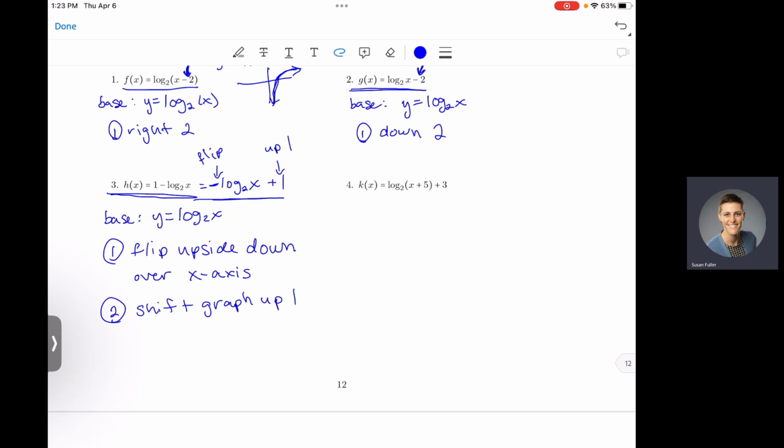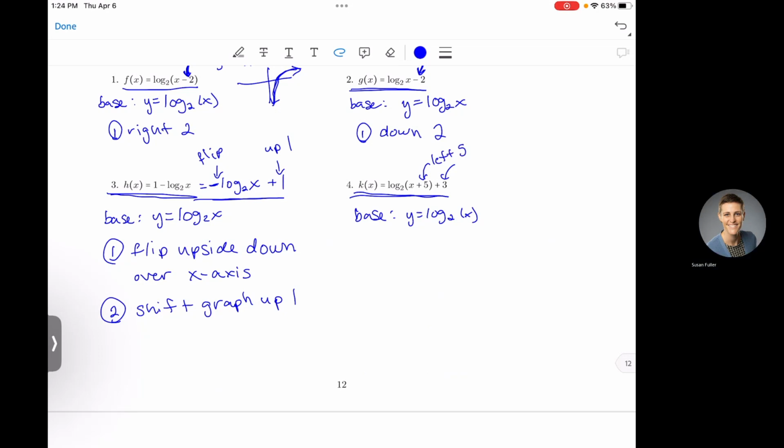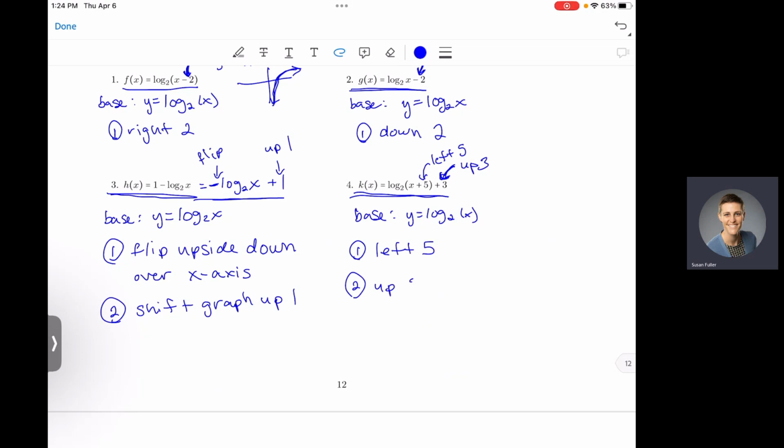All right, last one. K of x equals log base 2 of x plus 5 plus 3. Okay, again, our base is y equals log base 2 of x. The things that cause transformations here are the plus 5 and the plus 3. The plus 5 is inside with x, so that's going to shift us right and left. And that's going to go the opposite way you think it will, so that's going to shift us to the left 5 units. And then this plus 3 is outside, so that's going to shift us up and down. And that's going to go the way you think it will, so that's going to shift us up 3 units. Order matters, so we're going to go left 5 first, and then we're going to go up 3 next.